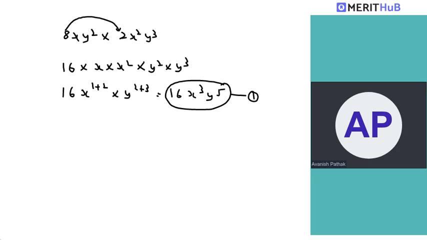This usually comes for 2 markers or even 3 markers. One mark you get for writing this part correctly, and the other mark you get for writing the final answer. That's how it's a 2 marker question.